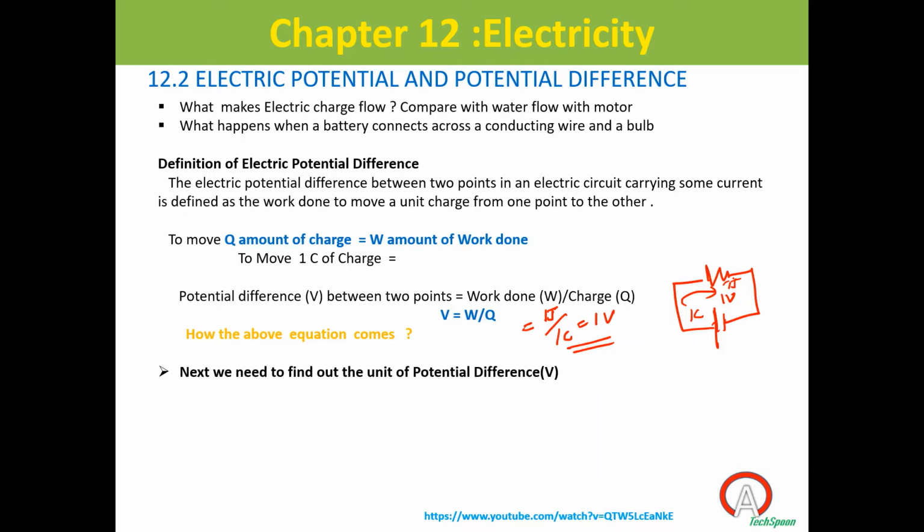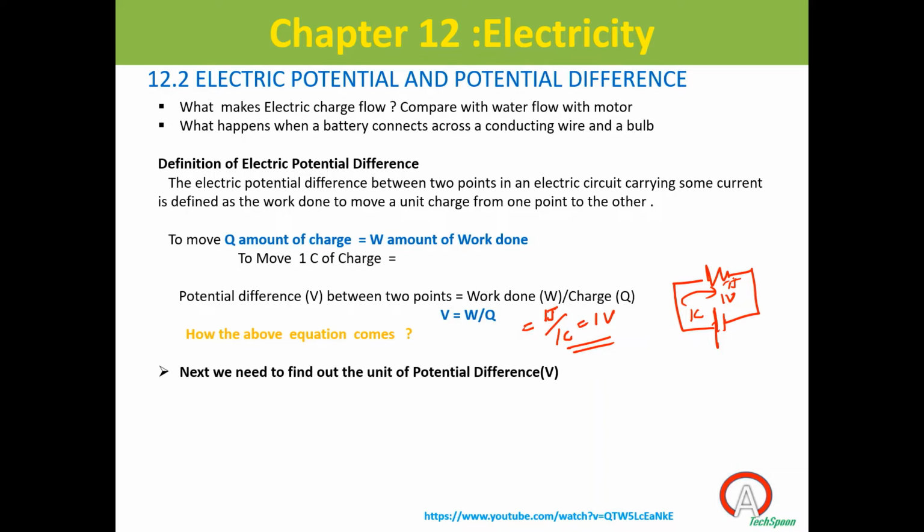Understood? You have to study in that order. First, you have to study what is potential difference, the definition. If you understood the definition properly, you will be able to derive the equation V is equal to W by Q. From that equation, you have to find out the unit. It is 1 joule by 1 coulomb, or joule by coulomb. It's the unit of potential difference from the equation.